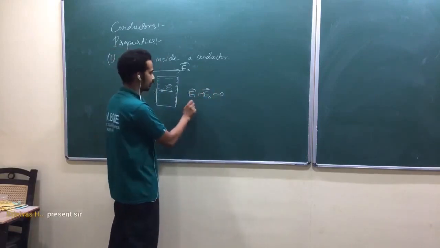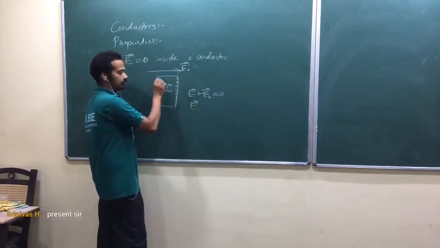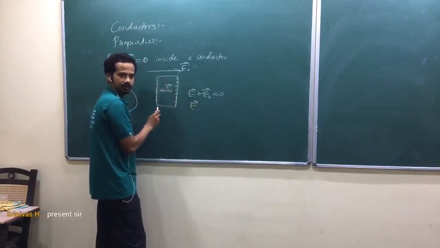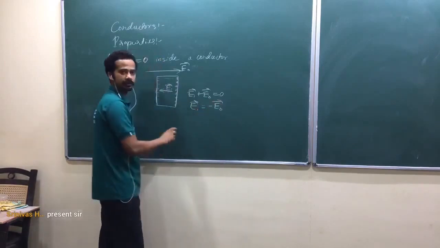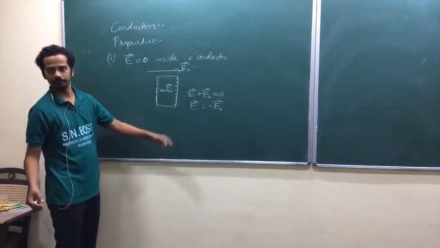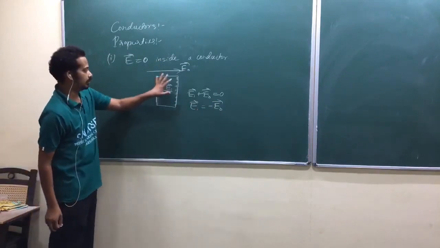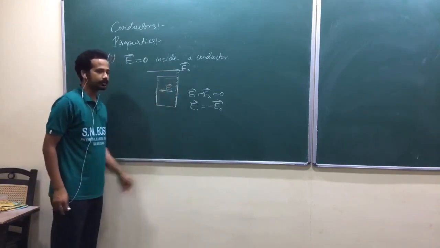It will happen inside. Whatever the electric field is, that is due to the induced charges, and it is exactly opposite to the external electric field. That's why the inside electric field is 0. You can write this equation inside. Outside, this field only exists.